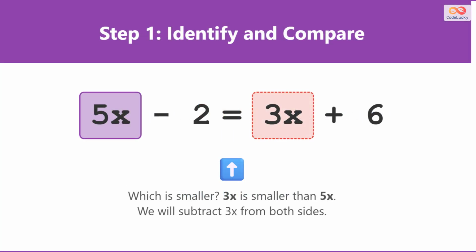Let's look at our example equation. 5x minus 2 equals 3x plus 6. We need to compare the variable terms. On the left, we have 5x. On the right, we have 3x. Since 3x is smaller than 5x, we choose to move the 3x.